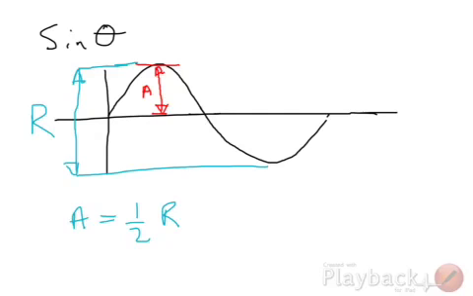So amplitude being the height, and here, that's the amplitude. Range is the distance between the top point and the bottom point. So amplitude equals half range.